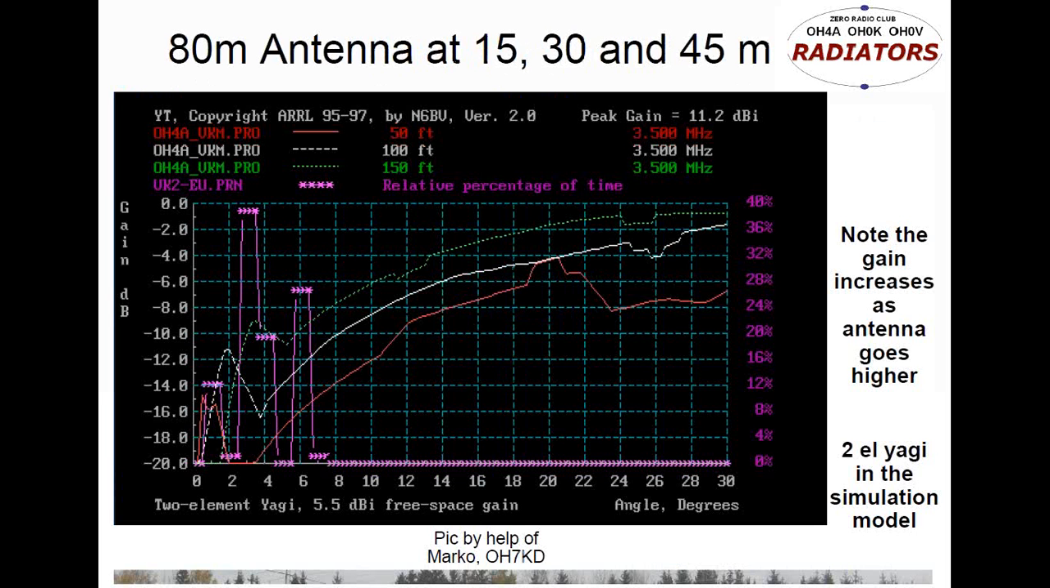Then let's look at 80-meter horizontal antenna at 15, 30, and 45 meters. So here is something strange that I noticed. This white line, which is at 100 feet or 30 meters towards VK from my location. What I have at OH6LI is an 80-meter Yagi up 35 meters. So I'm taking full advantage of this low angle radiation, and I'm taking some kind of punishment, maybe a decibel and a half here on upper angles. But it's only to this one direction, and to other directions it's less problematic for me. And there's a 2-element Yagi in this simulation model.